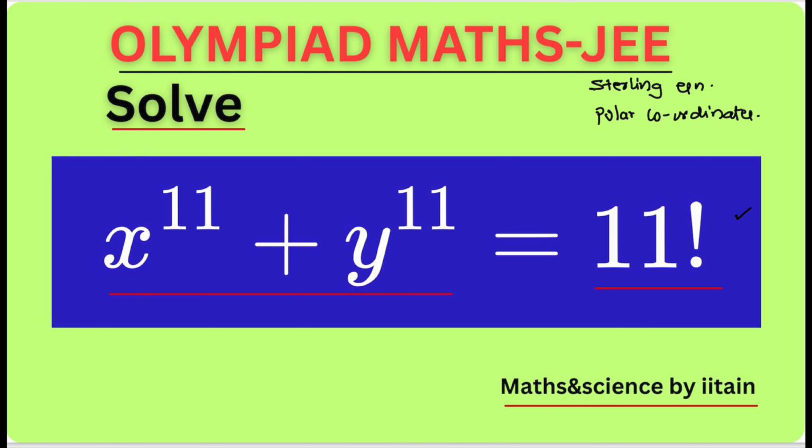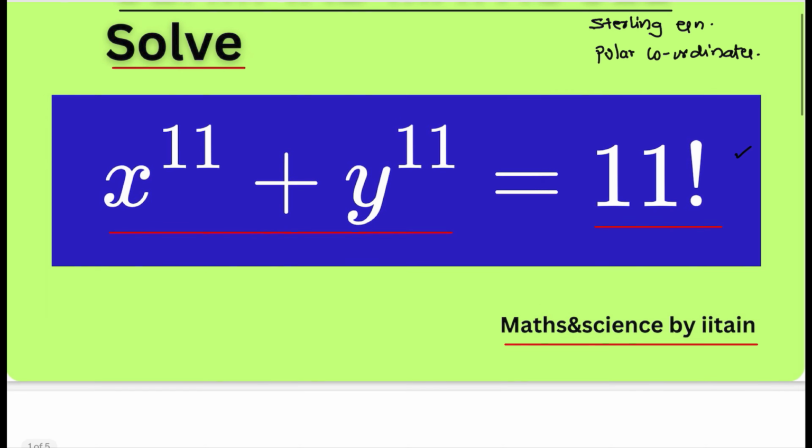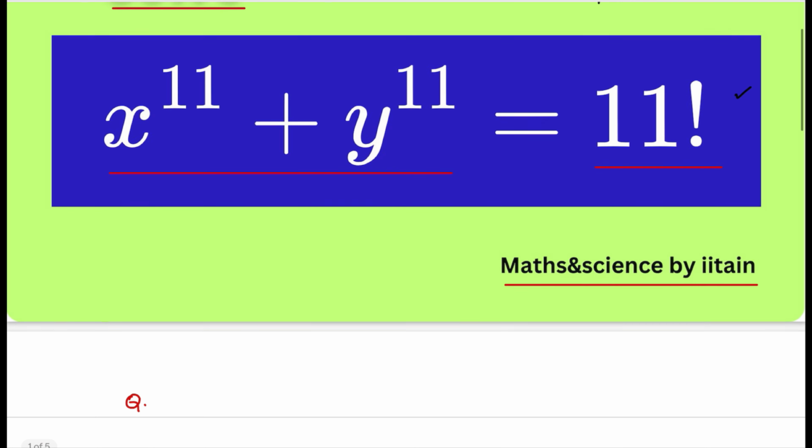It may be a little bit different path I will be assuming, rather than a regular path of solving the question. Let us go. What is the question? I have to solve x and y such that x to the power of 11 plus y to the power of 11 is equal to factorial 11. It is tracing the curve x to the power of 11 plus y to the power of 11 is equal to factorial 11.